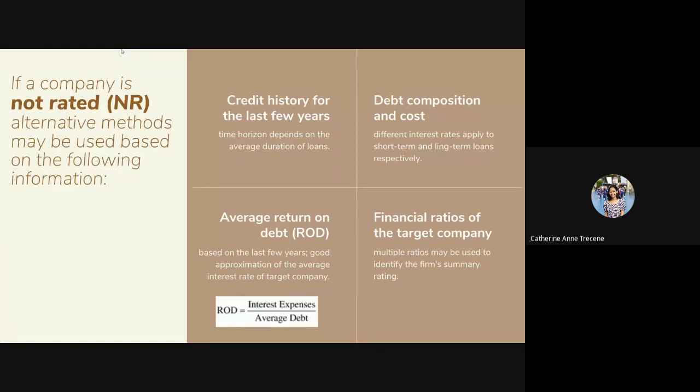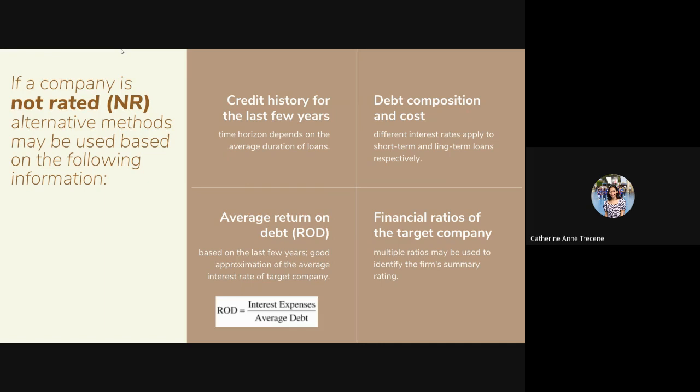So what if a company's rating is an R or not rated? We have various alternative methods which may be used based on the following information. So first, a company's credit history for the last few years. The time horizon would depend on the average duration of loans. So let's say for companies that use short-term debt, it could be based on 2 to 3 years of data, while for long-term, they can refer to average loan durations.